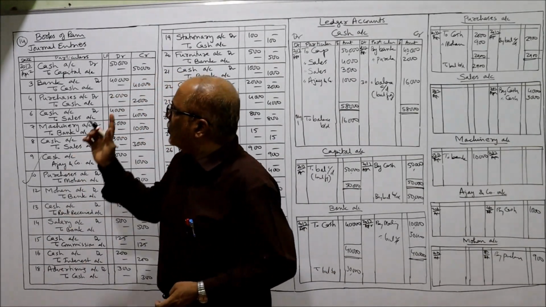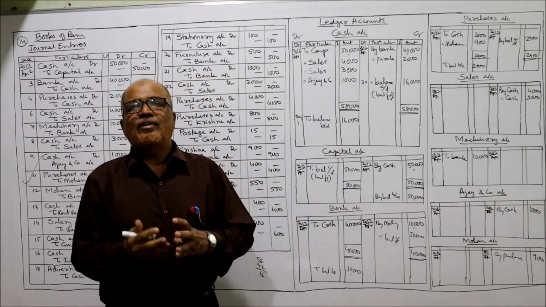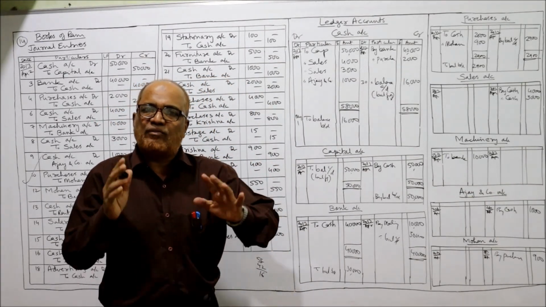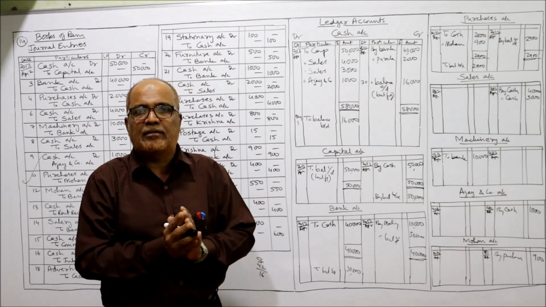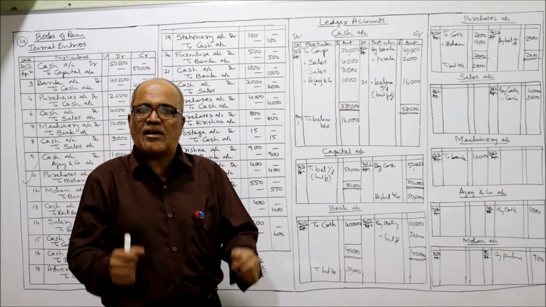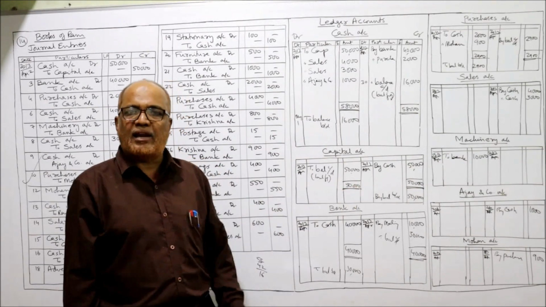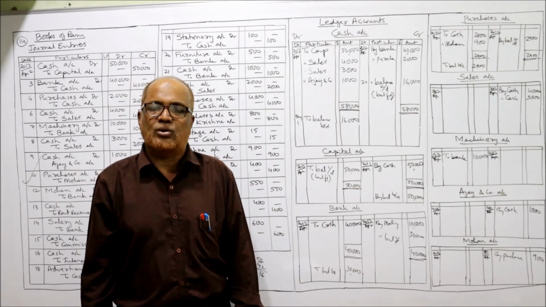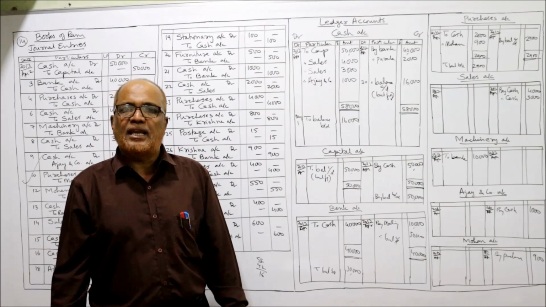So we have completed the 14th problem. In the next video we'll start the next 15th problem. That will be the last problem on posting. So by watching this video you will be in a position to write the journal entries, make the posting and finally balance the accounts. We'll continue this in the next video.